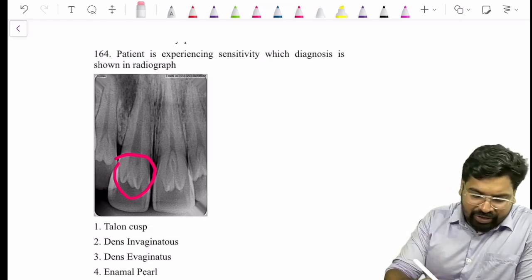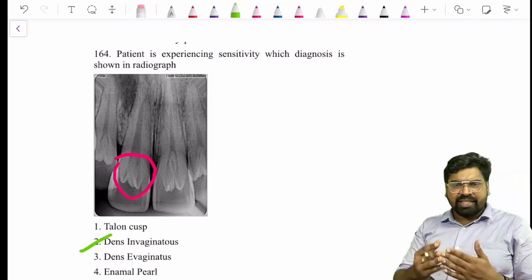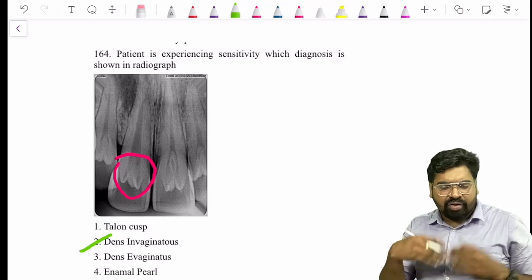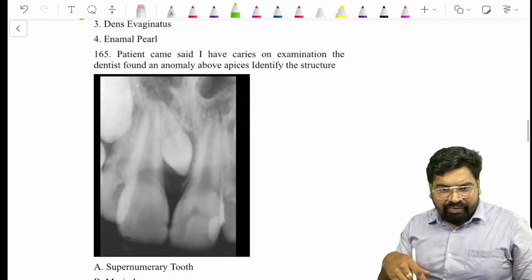From this picture itself it is very clear, the answer is dens invaginatus. If it were evaginatus, it would be coming out. It's not enamel pearl, it is not talon cusp. The other options are very familiar to you. Okay, we have the next question.